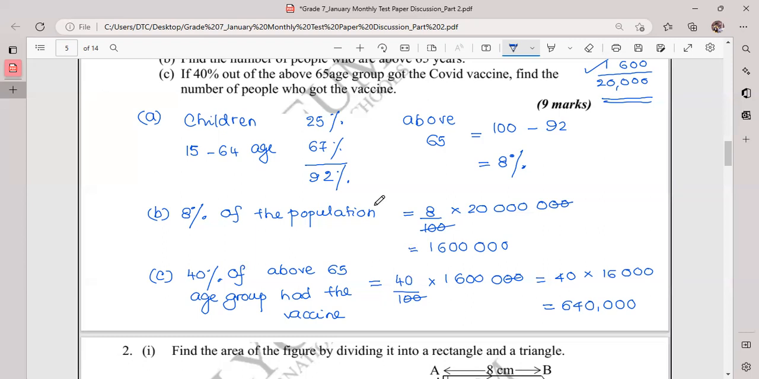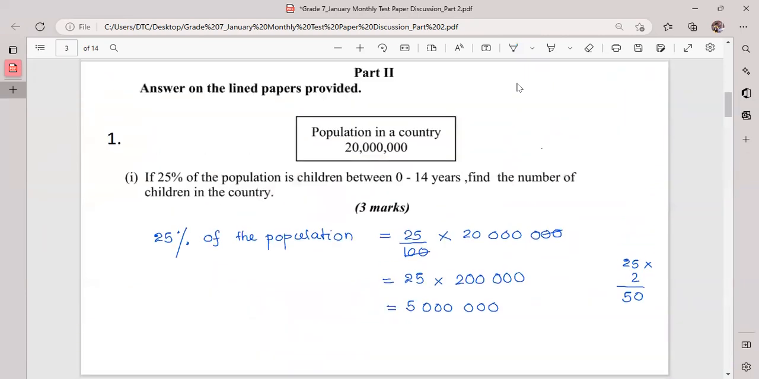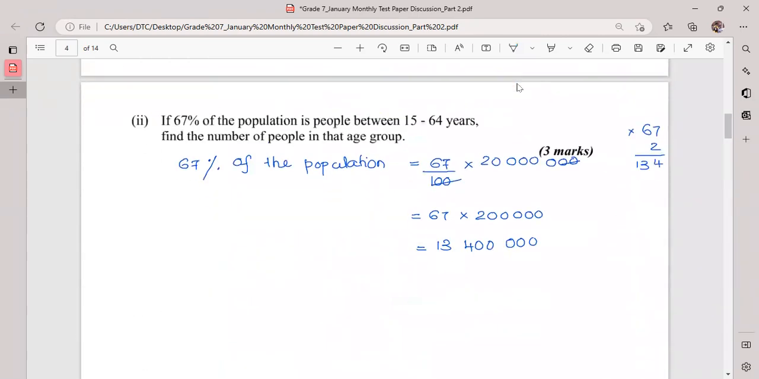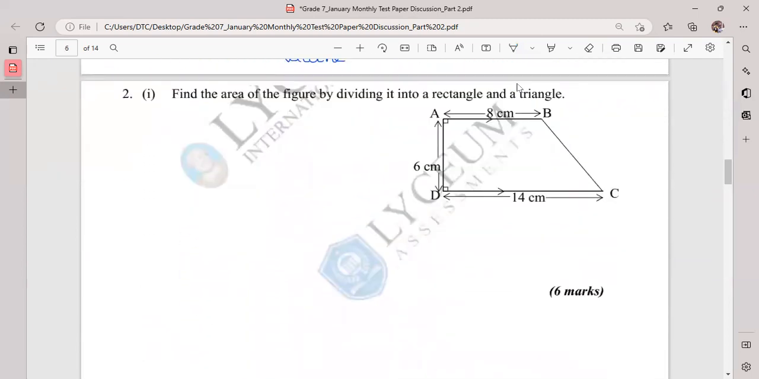So then the whole question, it is from the percentage lesson, right? So then if you can do the calculation correctly, this is a very easy question, children. So we'll move to question number 2. Question number 2, it is from the area and perimeter. Find the area of this figure.